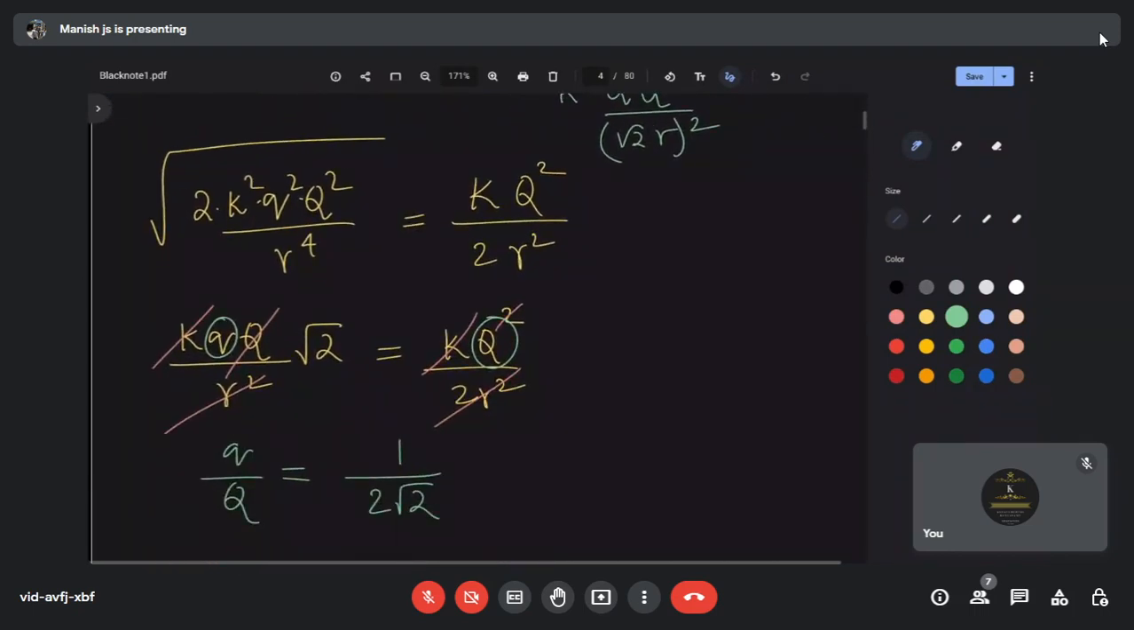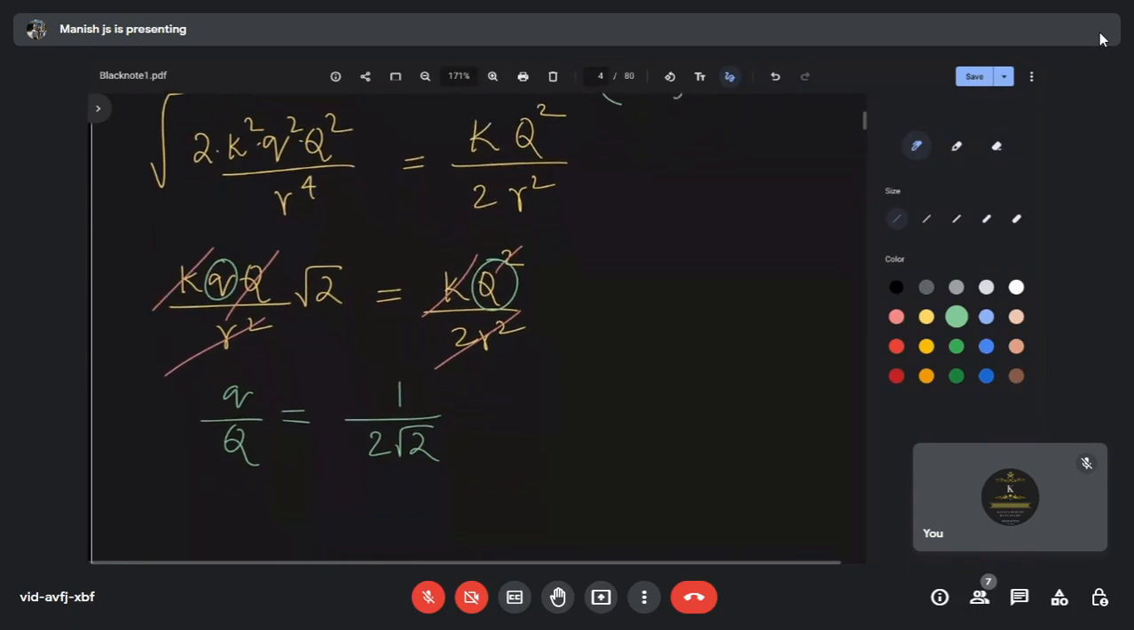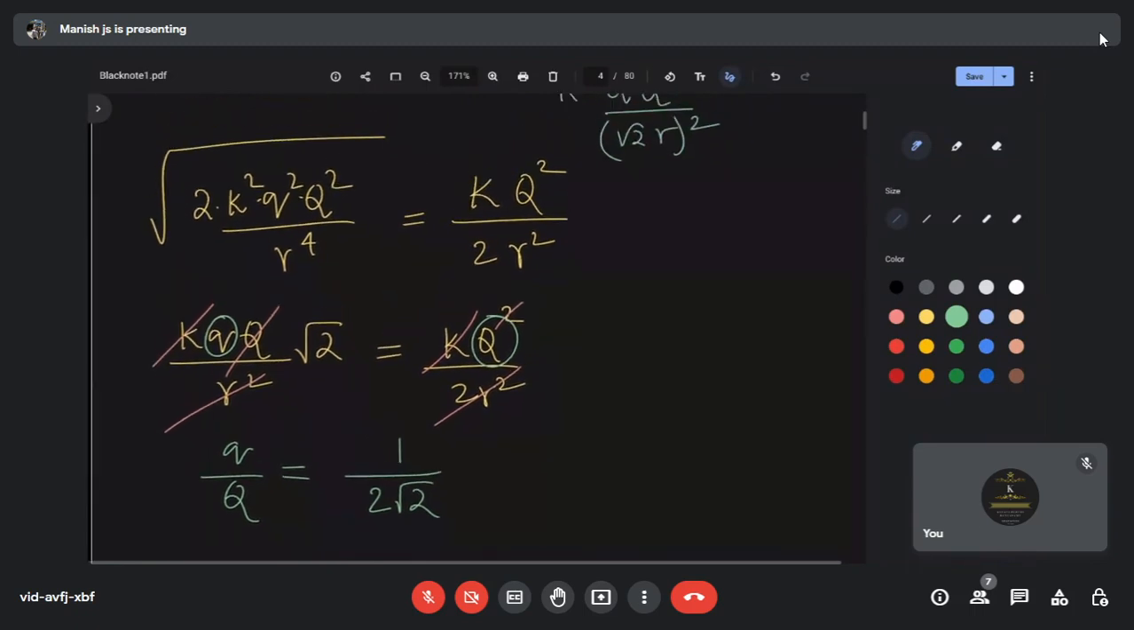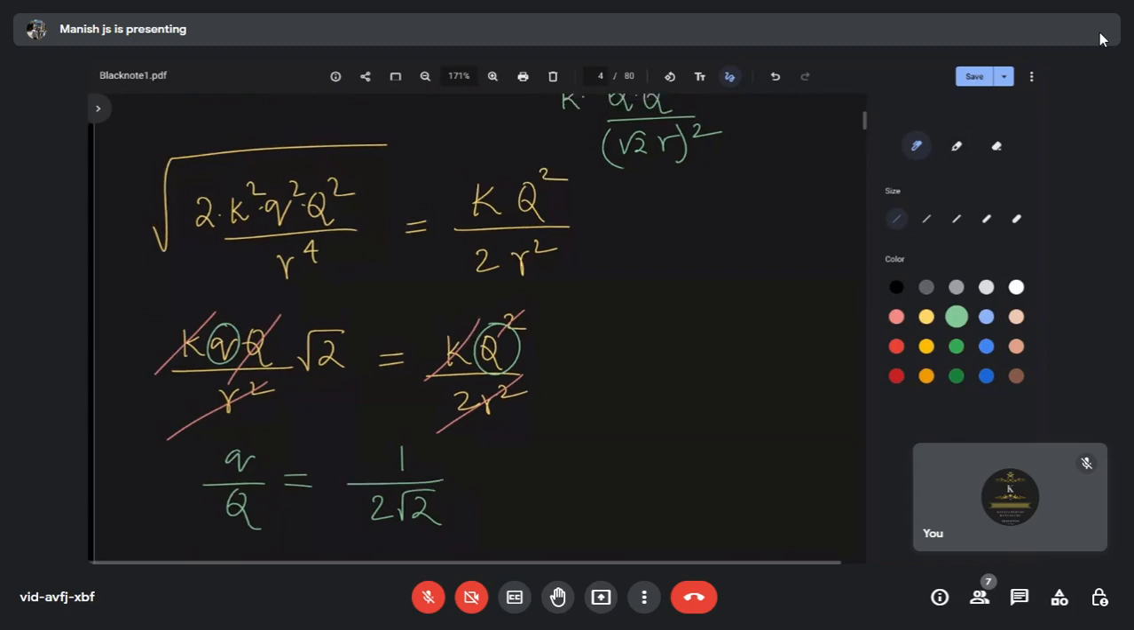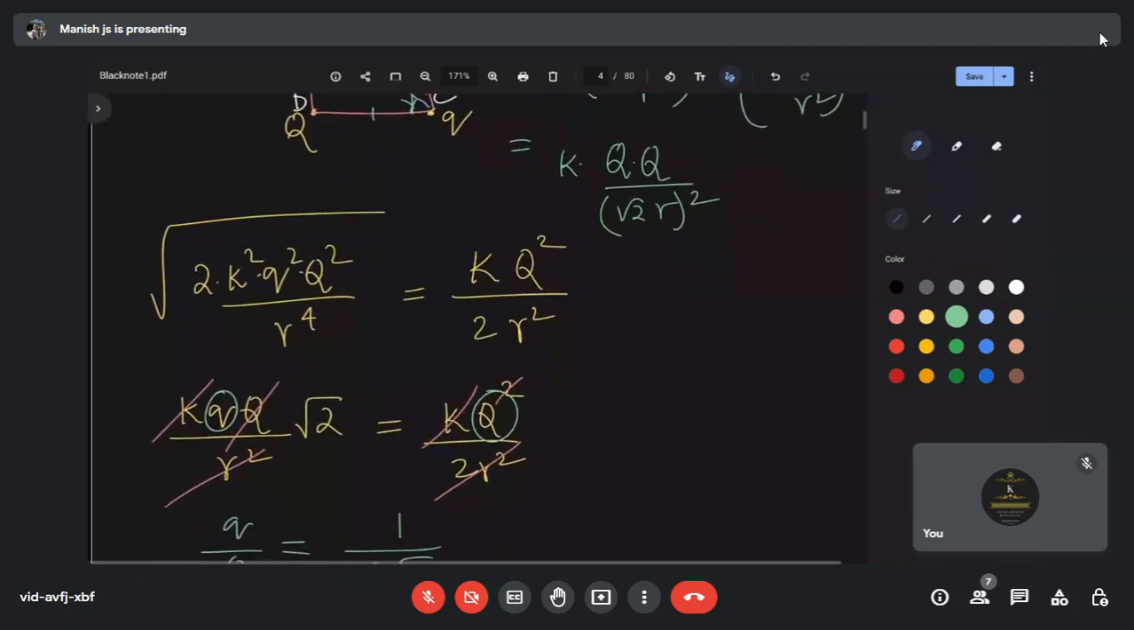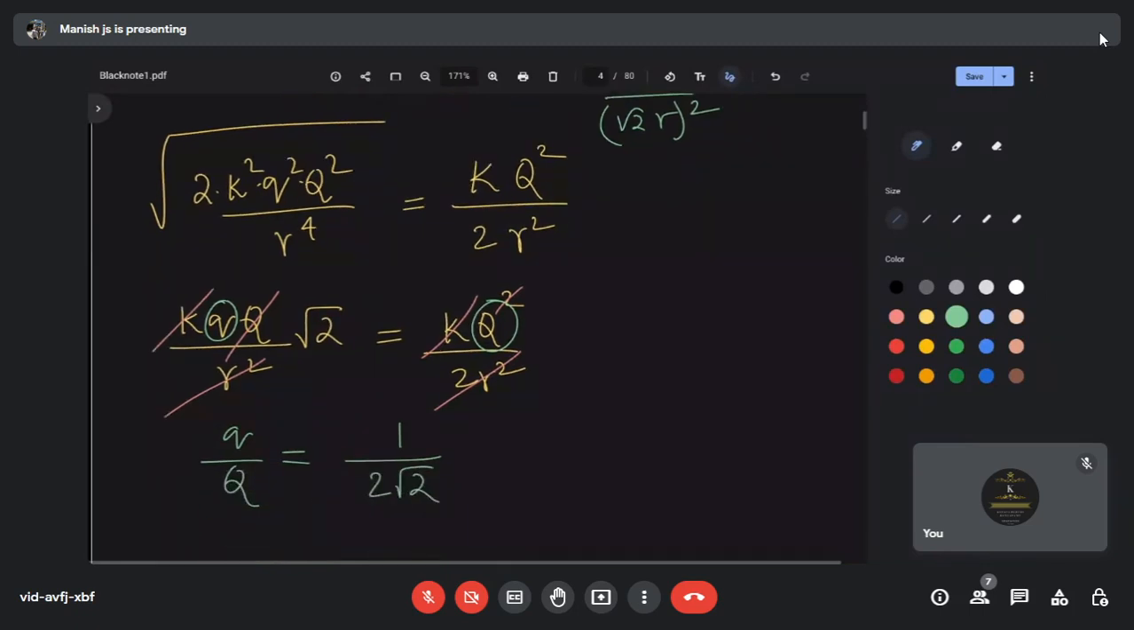Yes, 2 is coming down, root 2 is coming down. Okay. Any other terms which are left? 2 root 2, this is correct, no? Okay. Small q upon capital Q. Yes, this is, yeah, this is the value. So we're getting 1 upon 2 root 2 as the value. Okay. So this is the answer that you will get when you solve this.